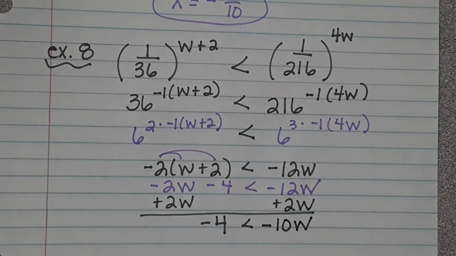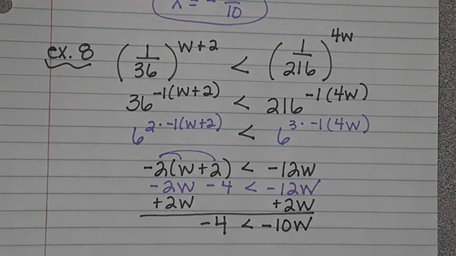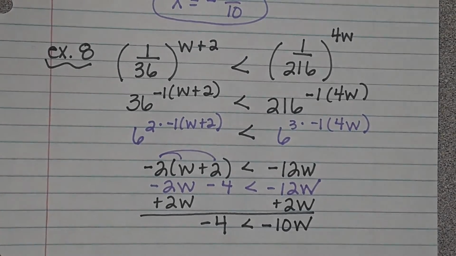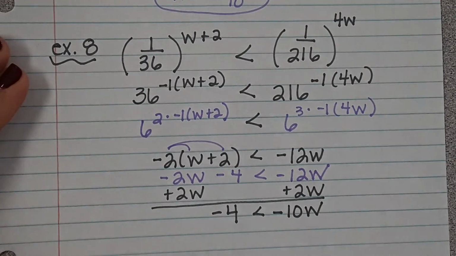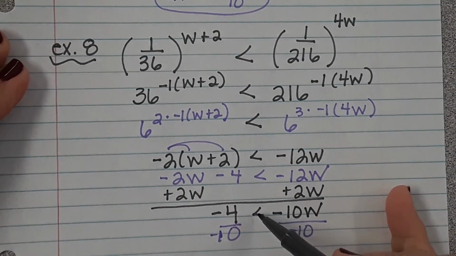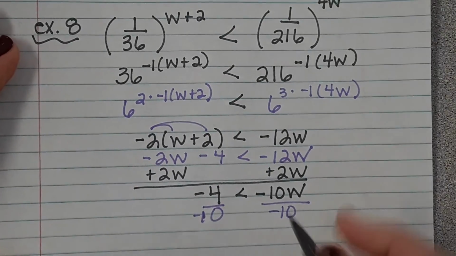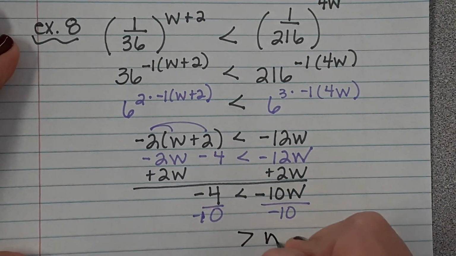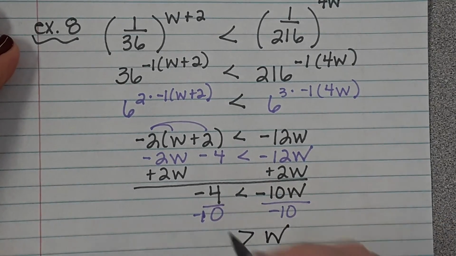Now here's my question to you. What are we going to divide by? A negative 10. So the thingy switches. Yeah, so what switches? The inequality. Yes, the inequality sign is going to switch because we're dividing by a negative number. So we're going to divide by that negative 10. And because we divided, this inequality is going to change from a less than to a greater than. So this will be w is greater than, and we should reduce this. But for right now, we can leave it as 4/10.